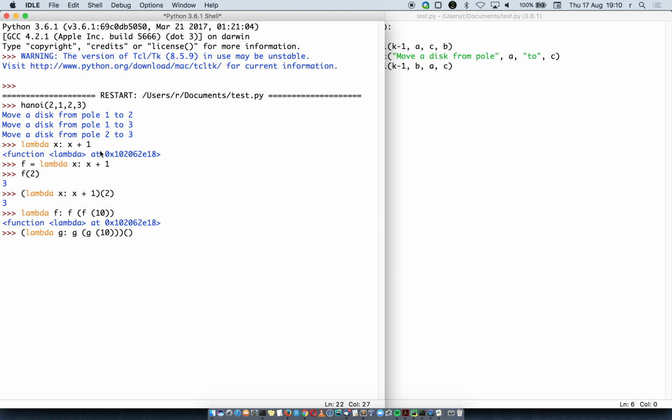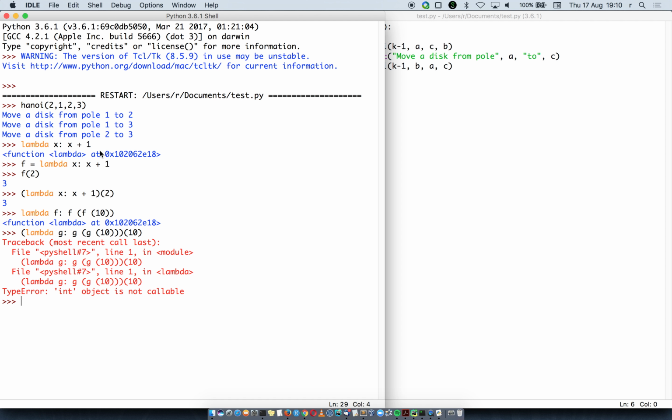Would it be okay if I put F here? So obviously, if I try 10, I'm going to get an error, right? Why? Because you see, this 10 becomes this G. So then I'm going to have 10 applied to 10 applied to 10, and that doesn't make sense. But if I put here F, remember F is what we have defined up here, then I'm going to get F applied to F applied to 10, which will result in 12.